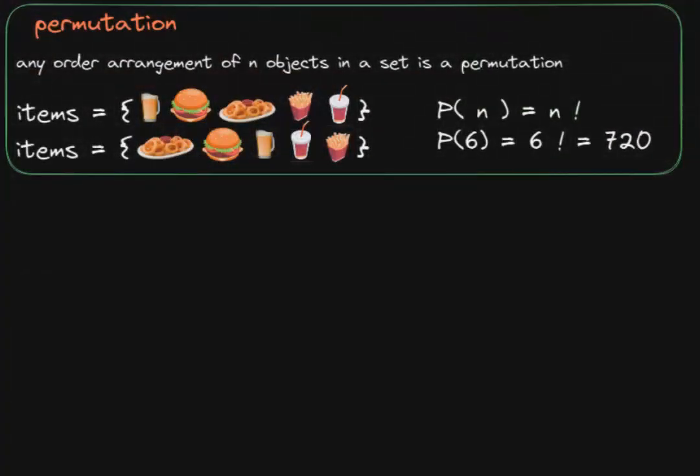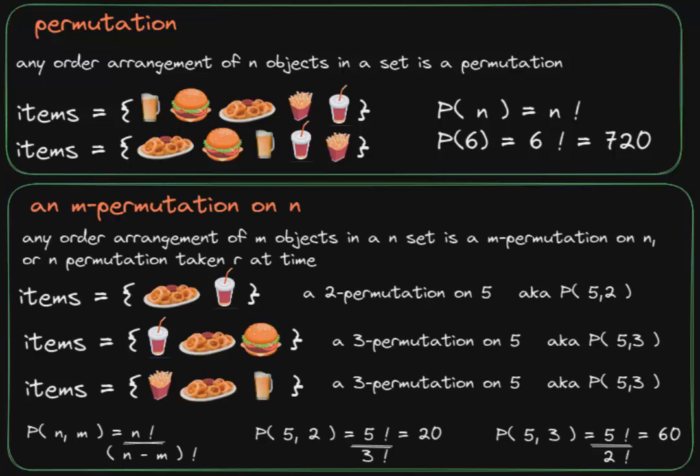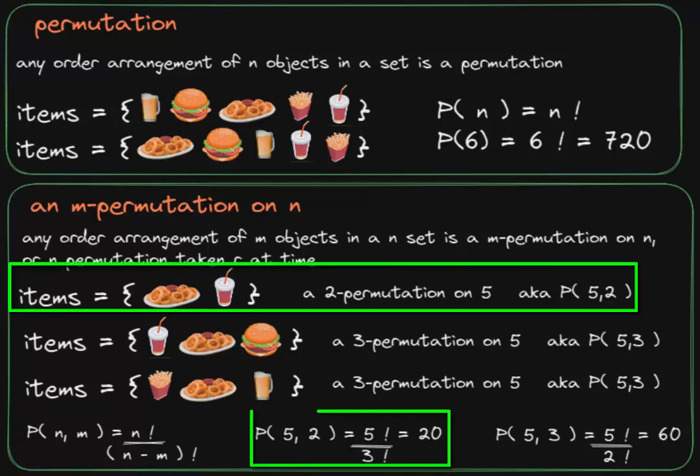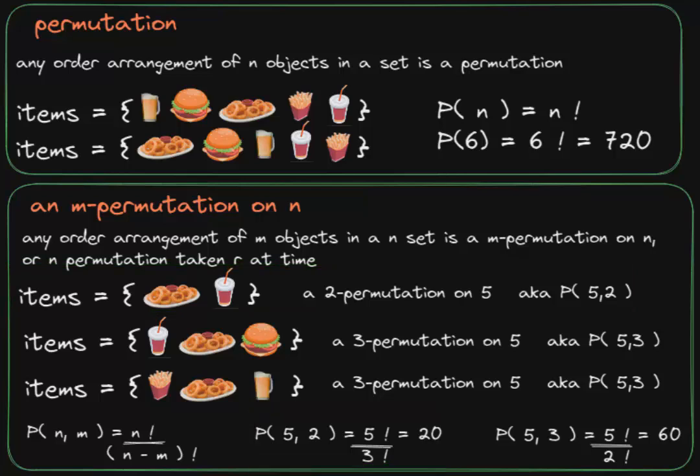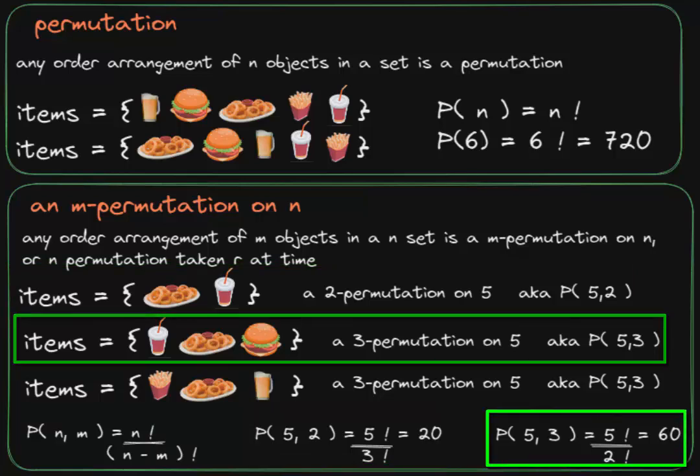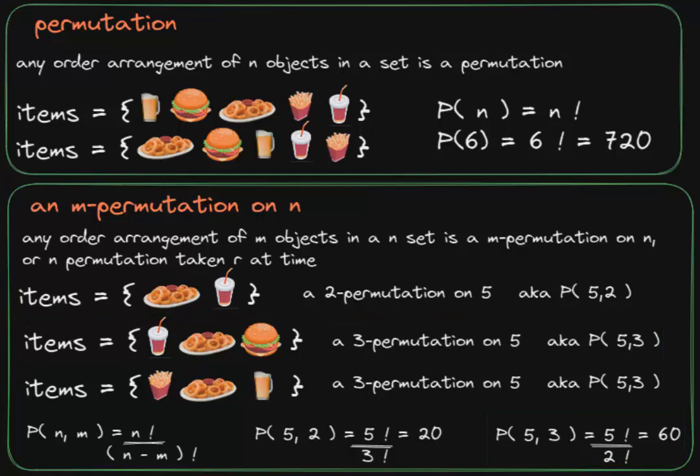A permutation in a set of n elements is any rearranged order. Now, what happens if we take only a certain number of elements? Let's say m. We clearly have more options over n elements, and this is called an m-permutation of n elements. The number of outcomes is given by this expression right here. In that way, a 2-permutation of 5 can have 20 different results, and a 3-permutation of 5 can have as much as 60.